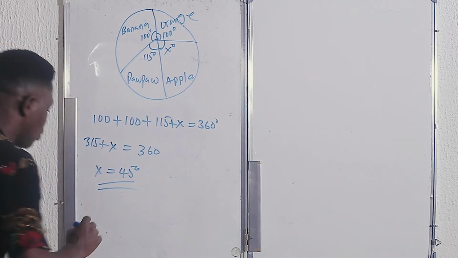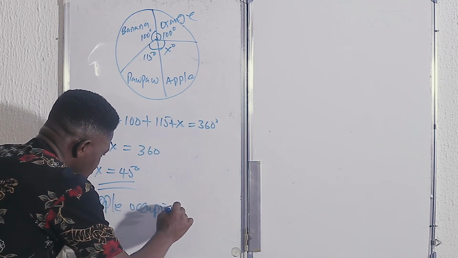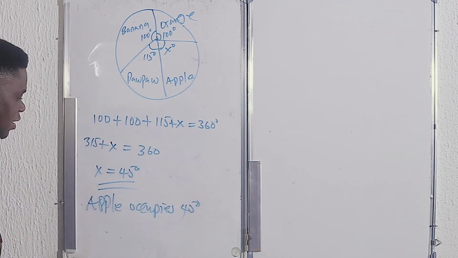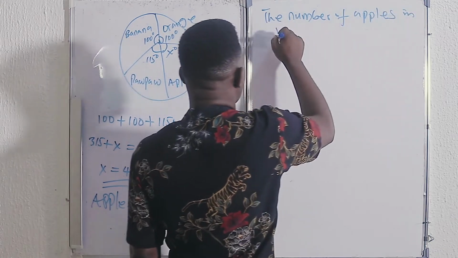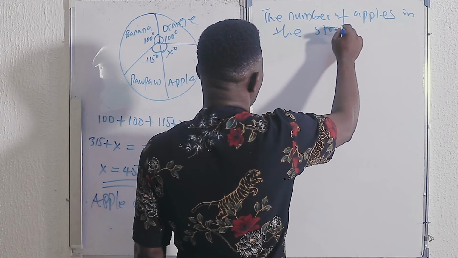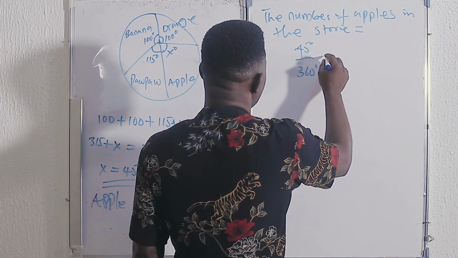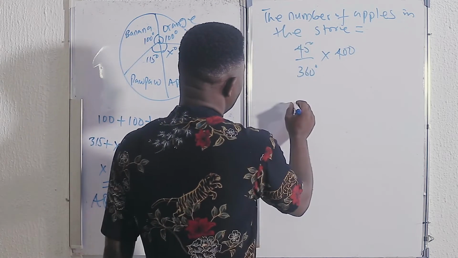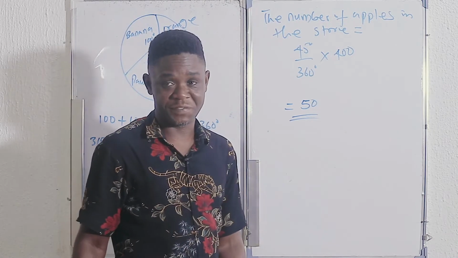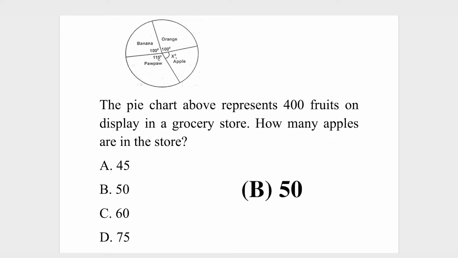So apple occupies 45 degrees. The number of apples in the store will be equal to 45 degrees all over 360 degrees times the total number of fruits in the store, which is 400. And that's going to give you 50. And so your correct answer is B, 50. 50 is your correct answer. Question number 8.